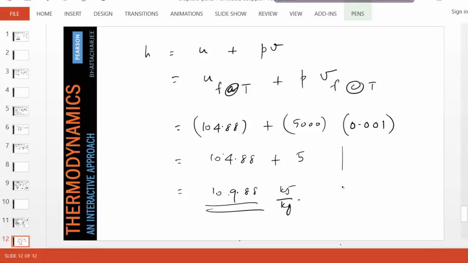What we have done is we have found a state in all possible zones: subcooled liquid, mixture, and superheated vapor zone. So I'll stop here, and finding these properties can be put to a lot of use when we solve more complex problems. You will see that.